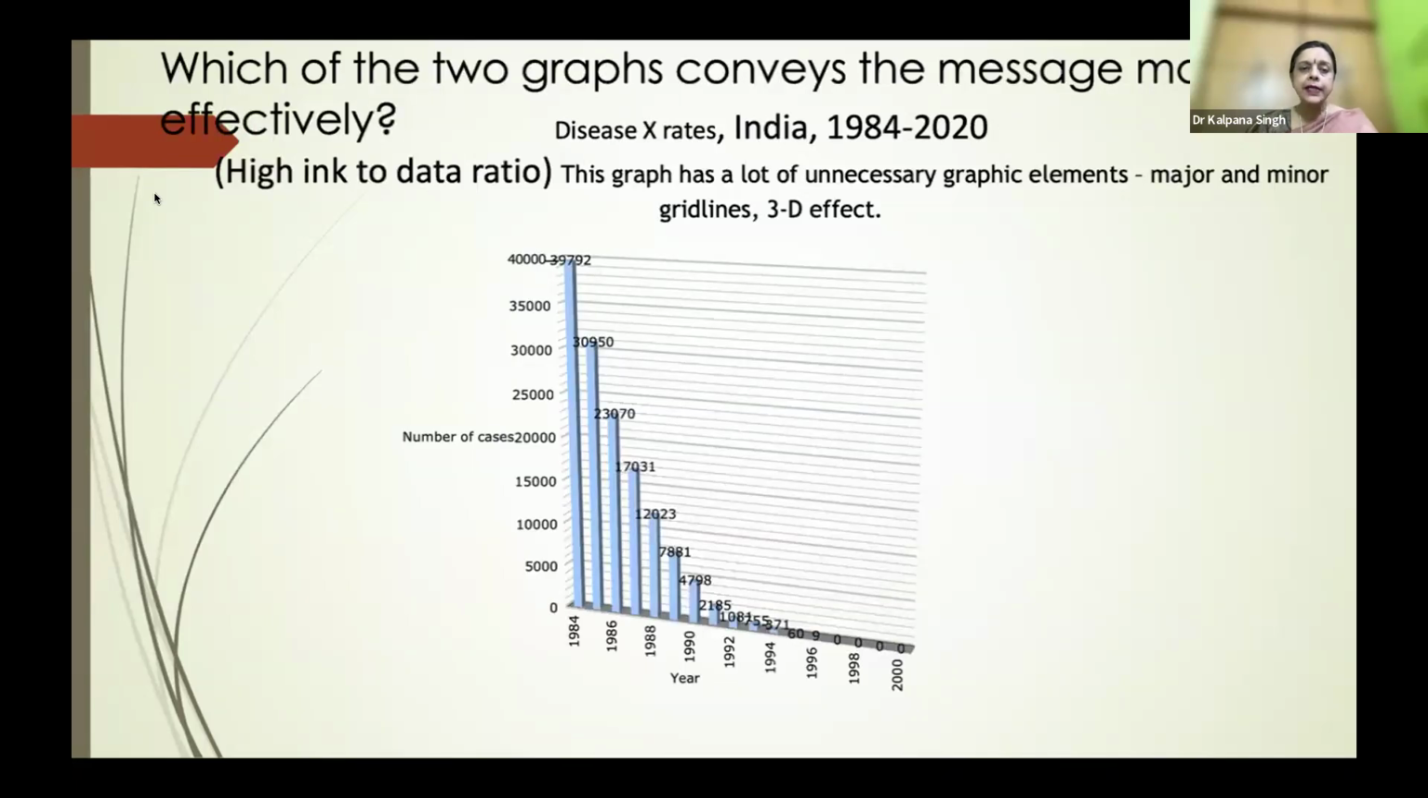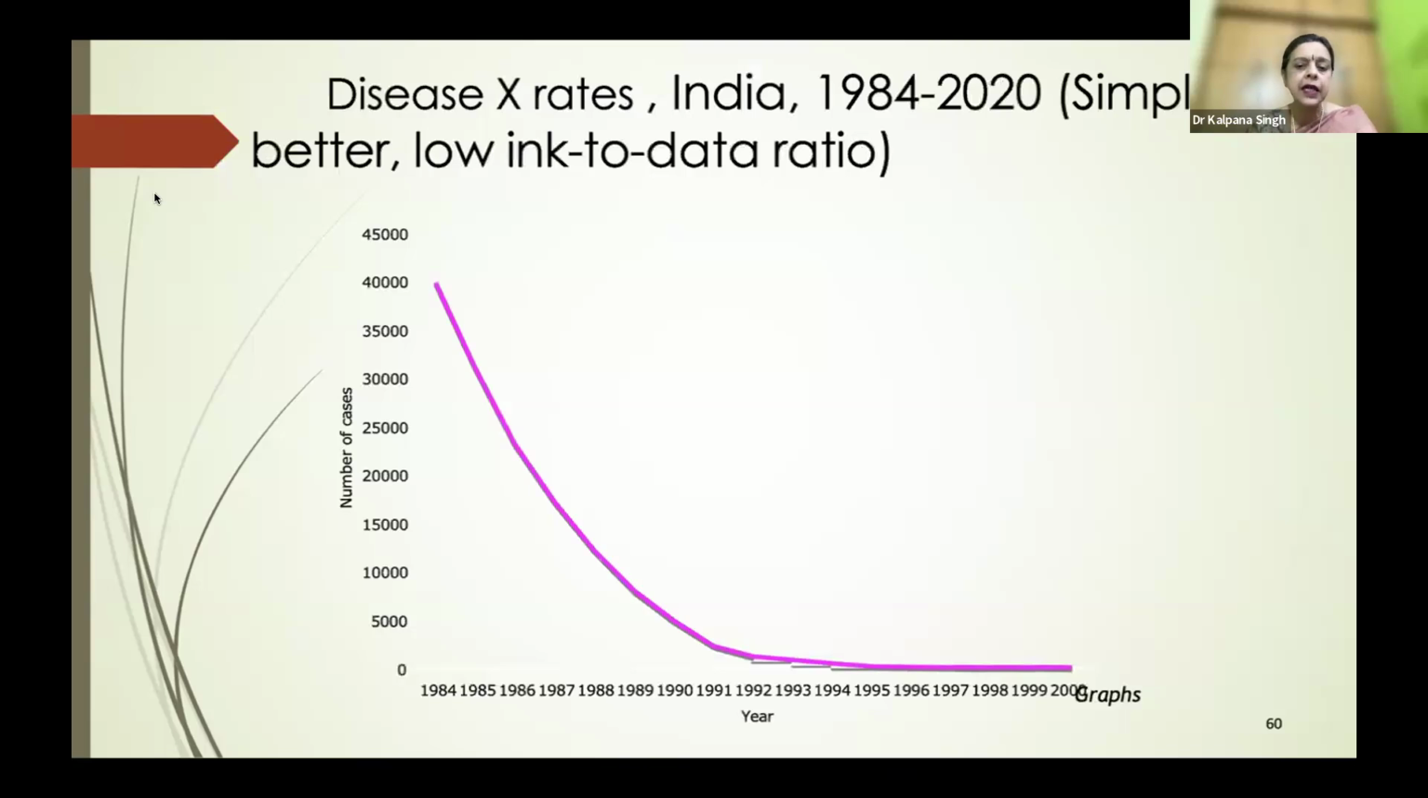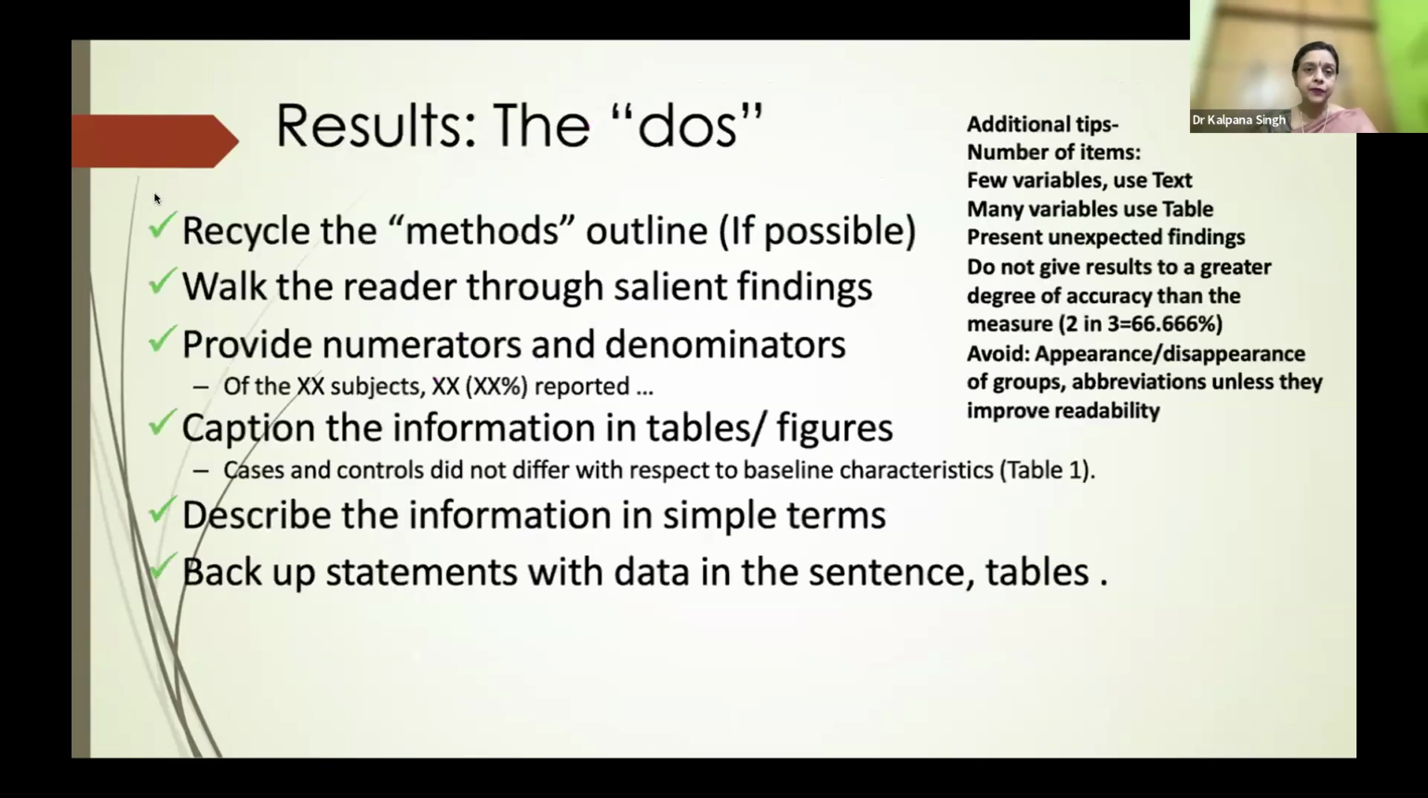We can see this is one of the graphs and it shows the number of cases in a given year. But here there are unnecessary graphic elements: a 3D effect and unnecessary lines. The same thing has been expressed in this graph also, but this looks far easier. So we have to select the better way of expressing any data, which is more easily understandable by the audience.